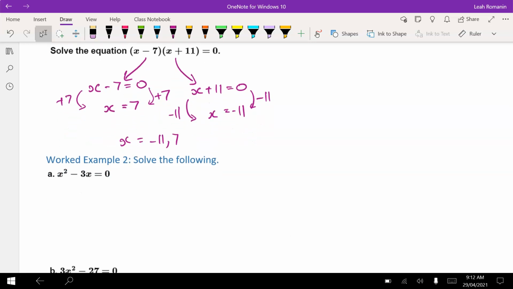Okay, moving on to our second example. With this example, to use our null factor law, we have to factorize first. We can't use it if we don't have the two brackets happening. So we need to factorize first. Can someone suggest to me a way in which we can factorize this? Charlotte? Fantastic. I'm going to take out a common factor. Charlotte, what is my common factor? X. Good. So I'm going to factor out my x, and I'm going to get x minus 3 left in the bracket.